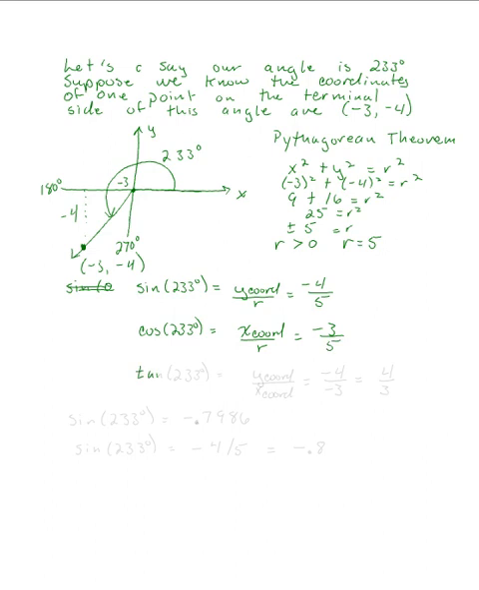And the tangent of 233 degrees would be the y-coordinate over the x-coordinate. And in our picture, that would be -4 over -3, or +4/3.